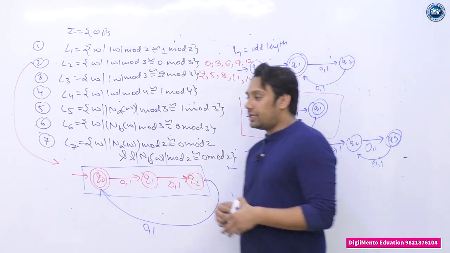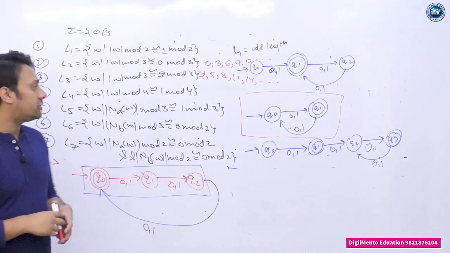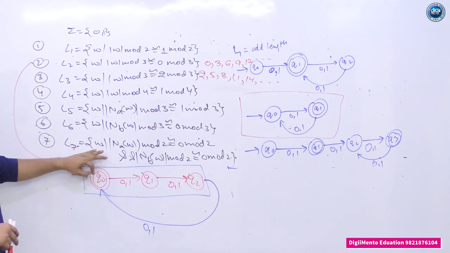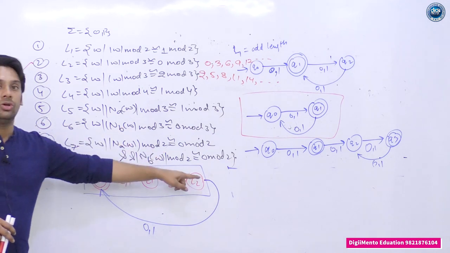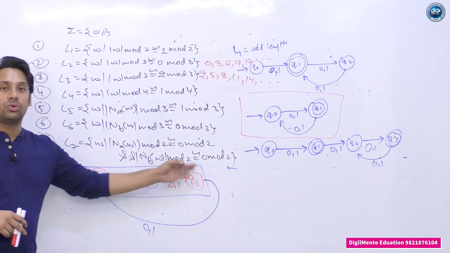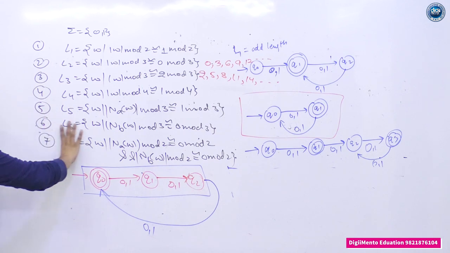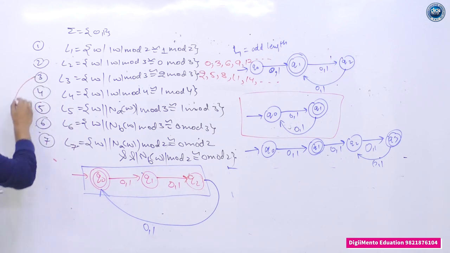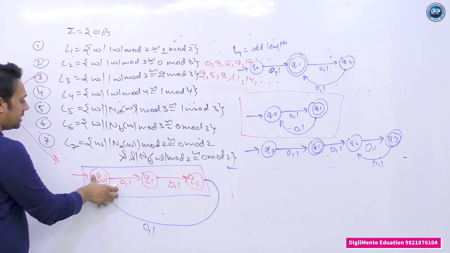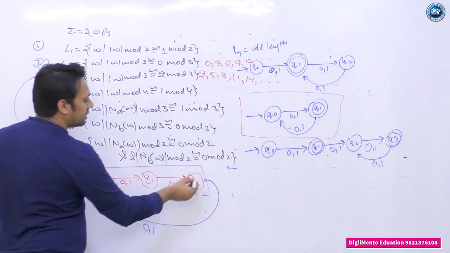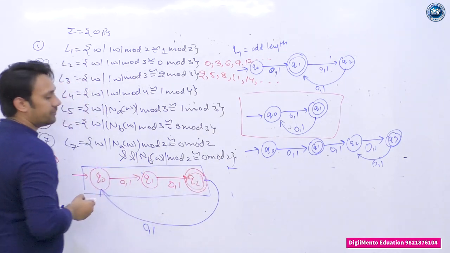Okay? So to create a finite automata for problem number 3, all you have to do is identify that we do not accept length 0, we do not accept length 1, but length 2 and every length after that in the same pattern, we have to accept. So if you want to change this diagram from problem number 2 to problem number 3, you have to remove this q naught state from being a final state. Aapko q naught ko final nahi banana. All you have to do is make this q2 a final state.